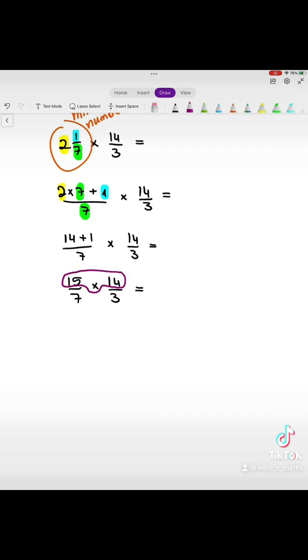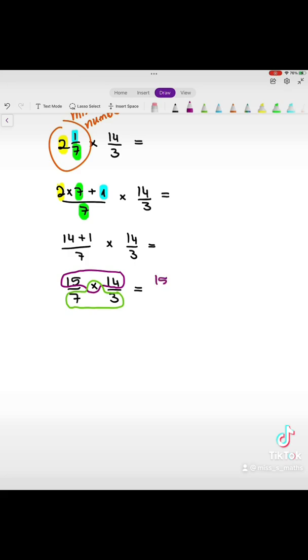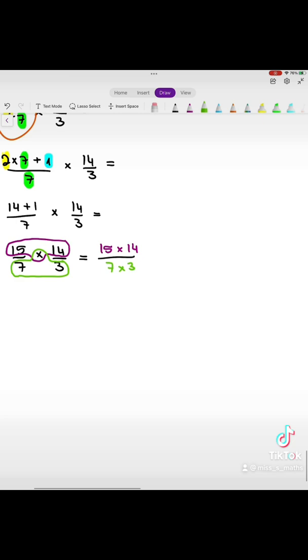and once you have your fractions ready to go, you use your multiplication rule where you multiply your numerators, put that on a new fraction line, and put the product of the denominators underneath. Now again, always check if you can simplify. At this point you always check.